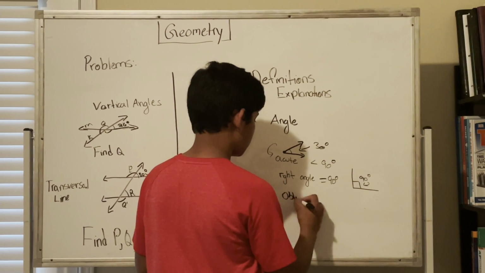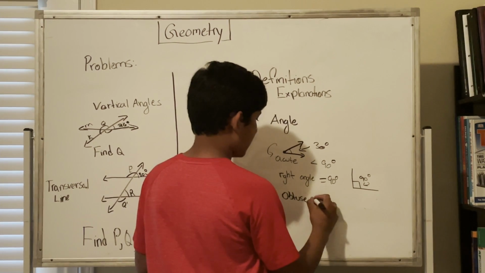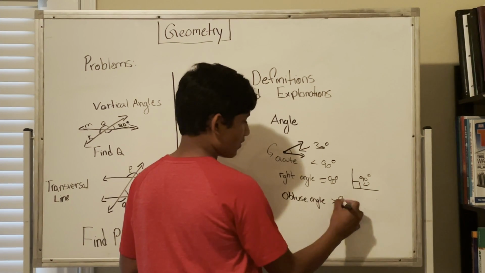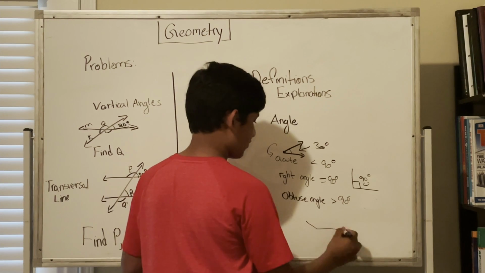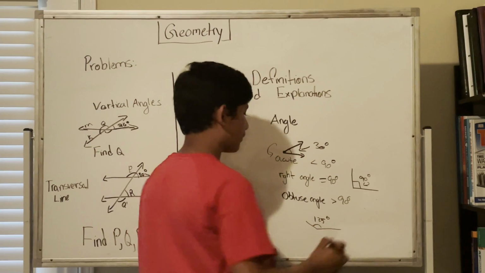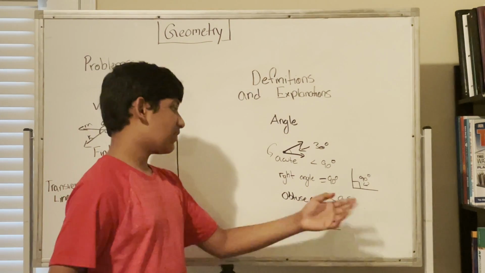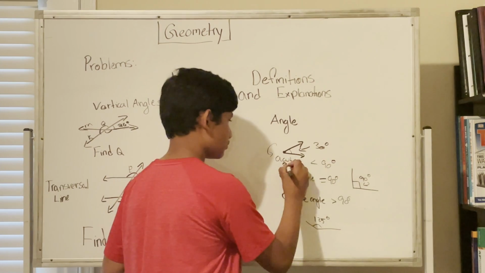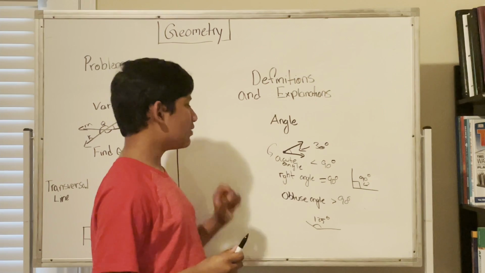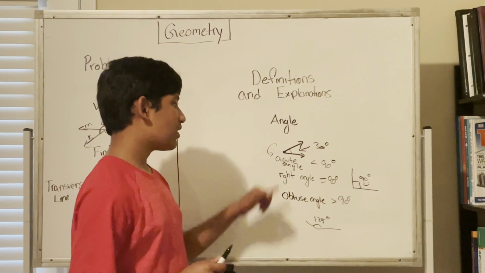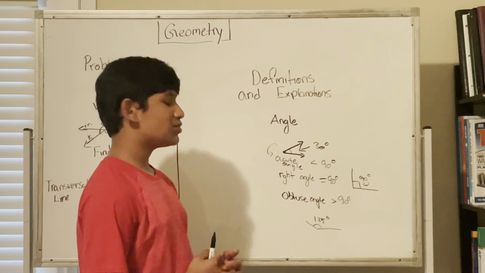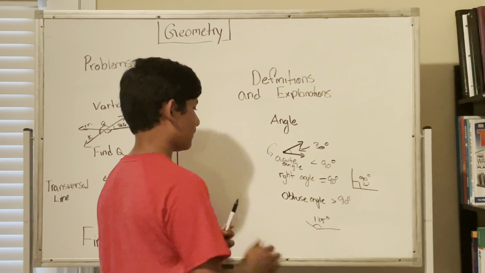An obtuse angle is greater than 90 degrees. So we have, or say like this. Let's just call this 135 degrees. This is not accurate, but it's bigger than 90 degrees. Okay, so these are the types of angles: acute angles, right angles, and obtuse angles. Acute angles are less than 90 degrees, right angles are equal to 90 degrees, and obtuse angles are greater than 90 degrees. Okay.